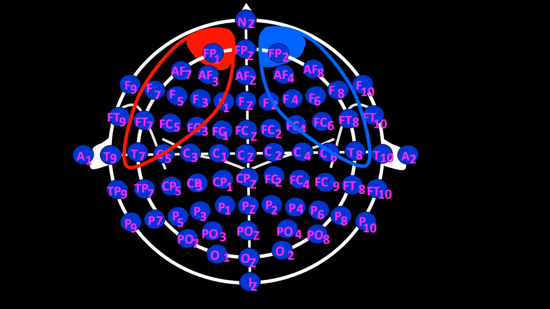Displaying these fields in a 10-20 system model, we can see that they suggest a positive field in the left hemisphere in the prefrontal region, here represented in red, and a negative field in the right hemisphere prefrontal region, here represented in blue.